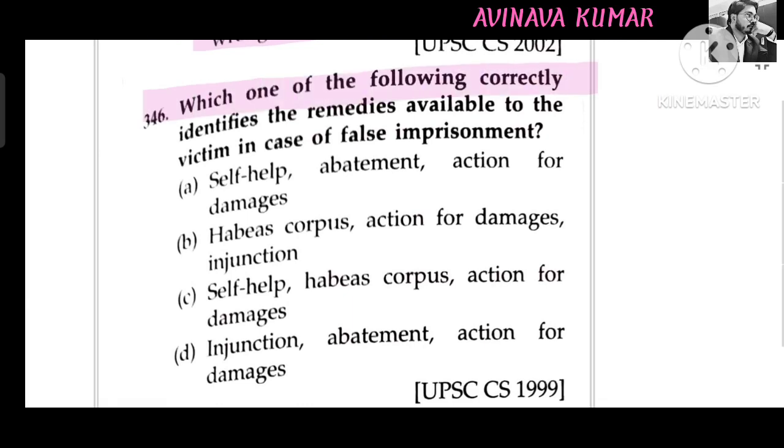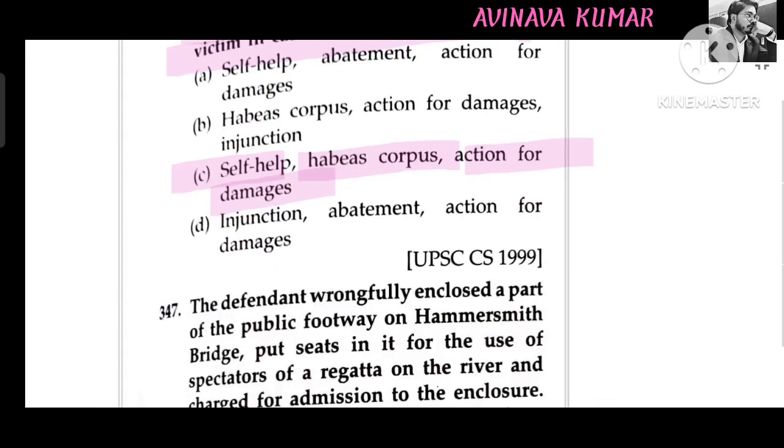Which one of the following correctly identifies remedies available to a victim in case of false imprisonment? Self-help, habeas corpus, action for damages.